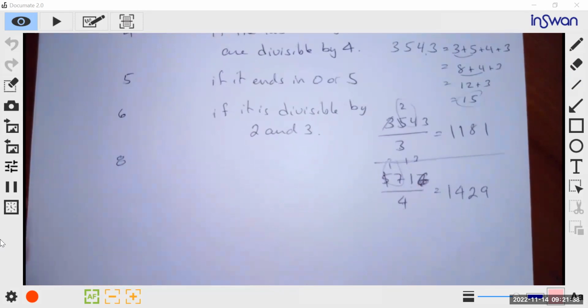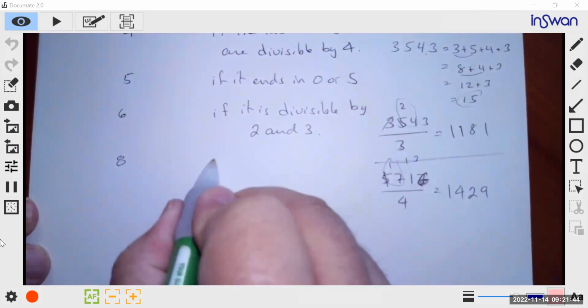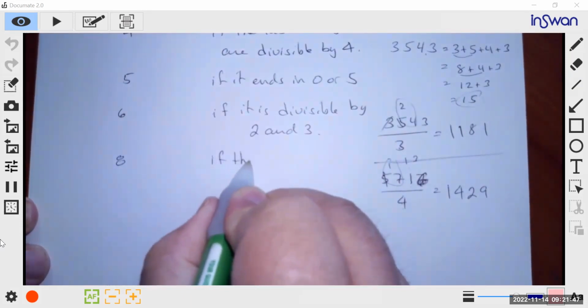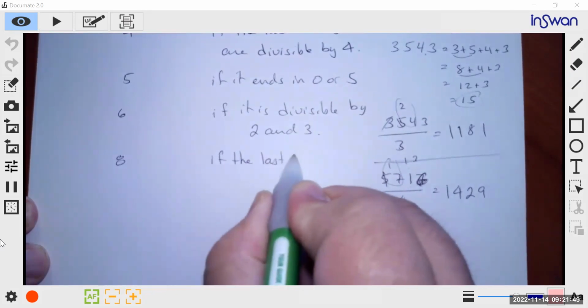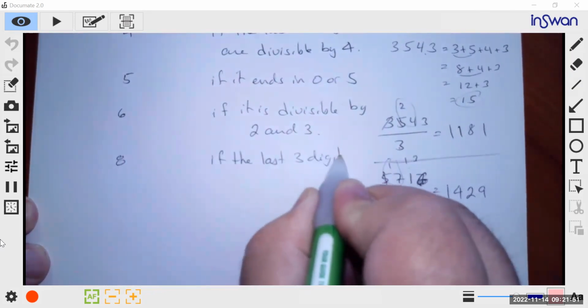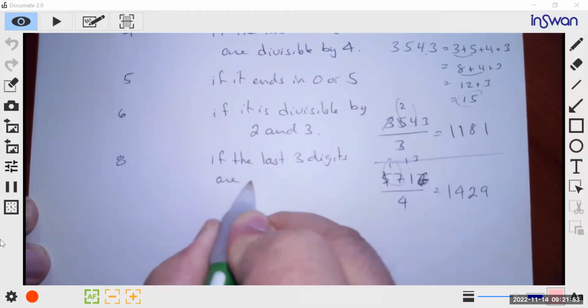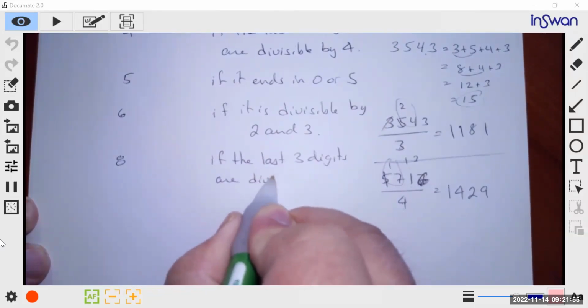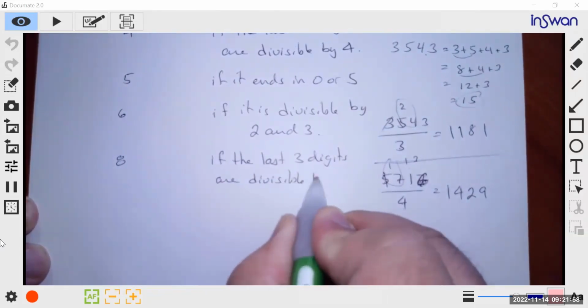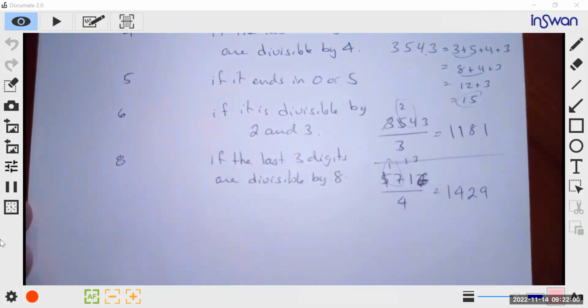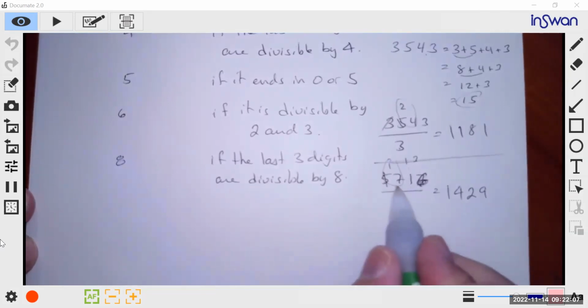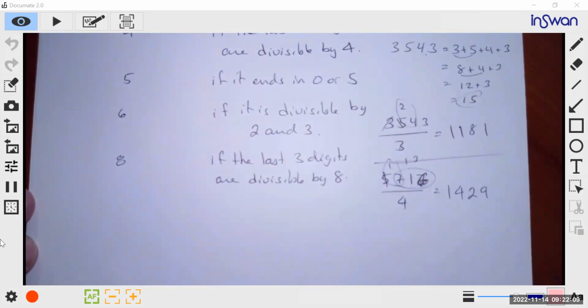We're going to skip 7 for right now because that's a little bit more complex. That one requires a couple of procedures. It's divisible by 8 if the last 3 digits are divisible by 8. In other words, take your last 3 digits. Is that number divisible by 8?